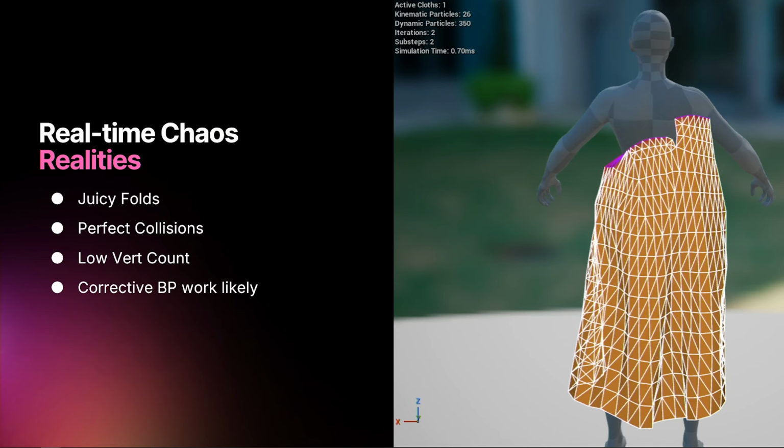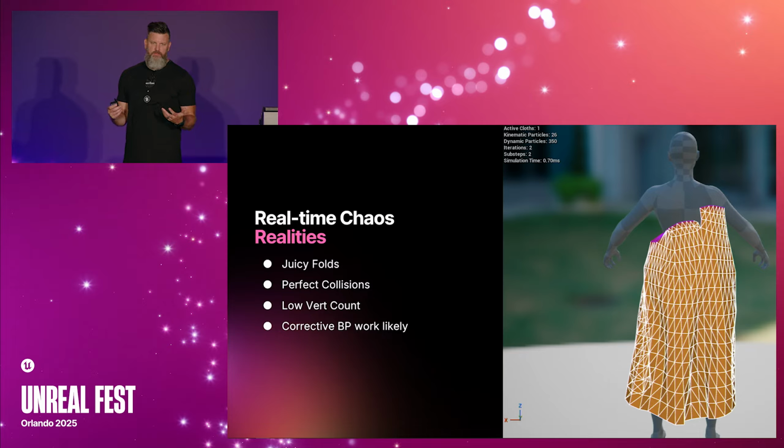All right, so again, knowing that we had a 60 hertz frame target and 300 plus simulated vertices, we knew that there were going to be some compromises because we had to hit those targets and we knew we couldn't have it all. Some of those things were like juicy folds, because there's only so much resolution and every vert counts. Getting super intricate folds probably wasn't going to be much of a reality for us.